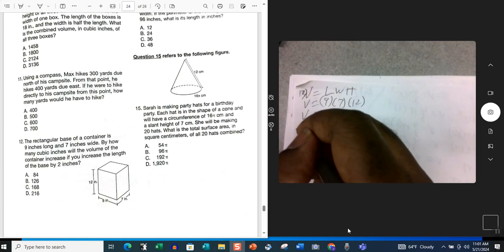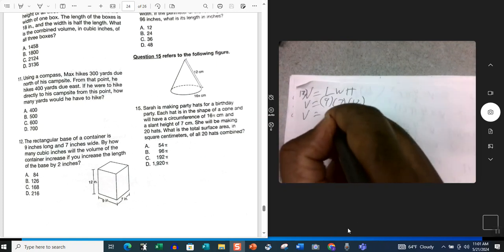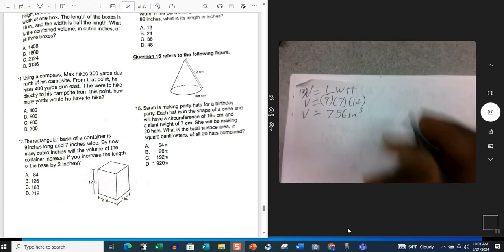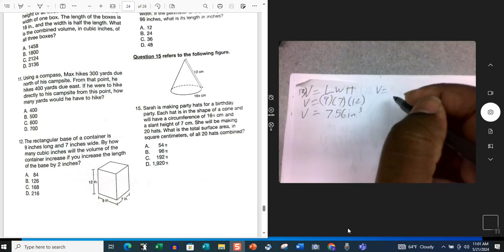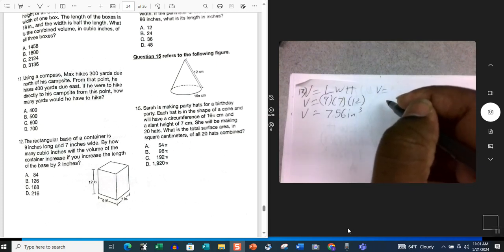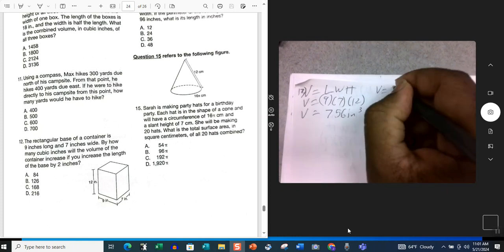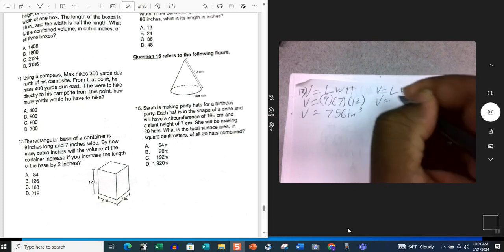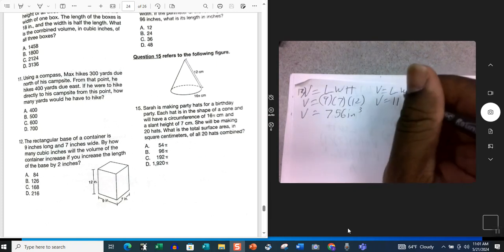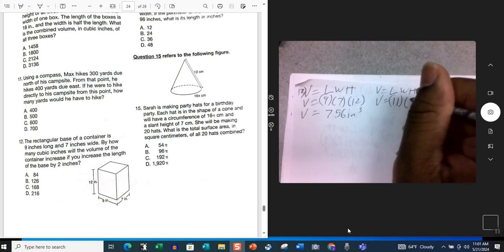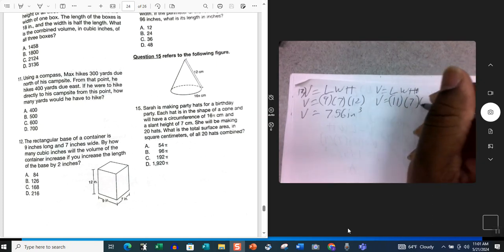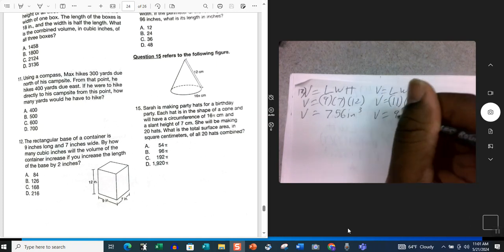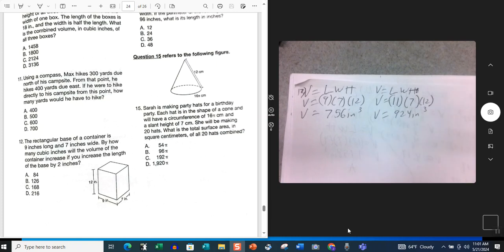So the volume is equal to 756 cubic inches. Okay, that took care of the original volume. Now we do the volume here where we increase the length by 2 inches. So the length is 9 inches, so this will be length times width times height. And then the length will be 11 because the length is originally 9. The width will stay 7, and then the height would still be 12. Because that was the only thing that was changed. So that will give us 924 cubic inches.